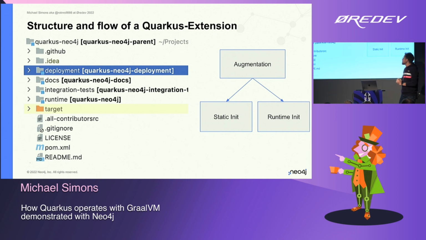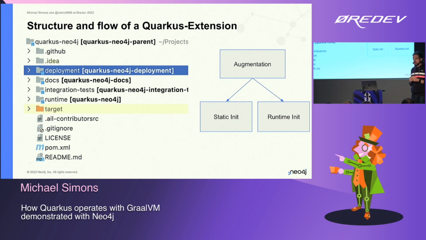Now we're finally under the hood of a Quarkus extension. This is what you see in my IDE for the Quarkus Neo4j integration. It consists of three main modules, the deployment module being already highlighted, the runtime module, and hopefully some integration tests. I think all of them have it.